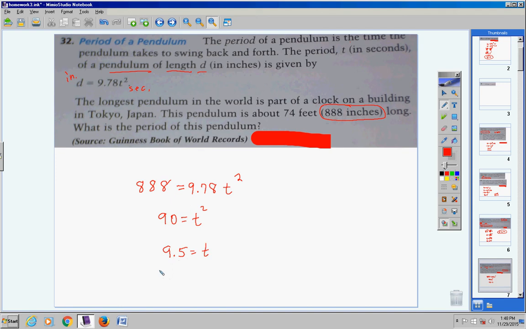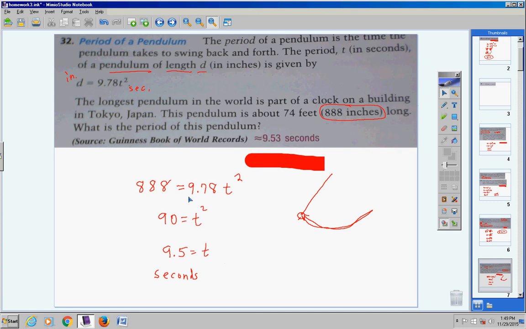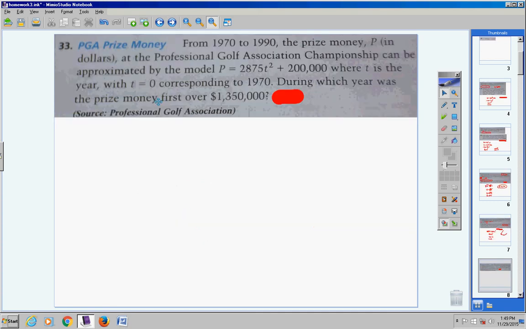So it's going to take the pendulum 9.5 seconds to swing to here and then to swing back again. It's going to take about 9.5 seconds approximately. Okay. Alright, moving on to number 33.